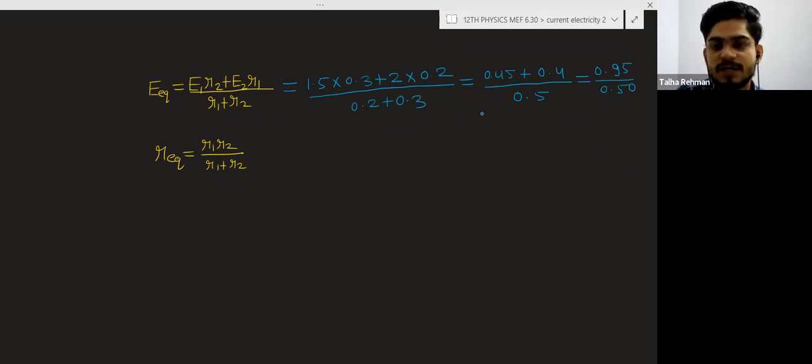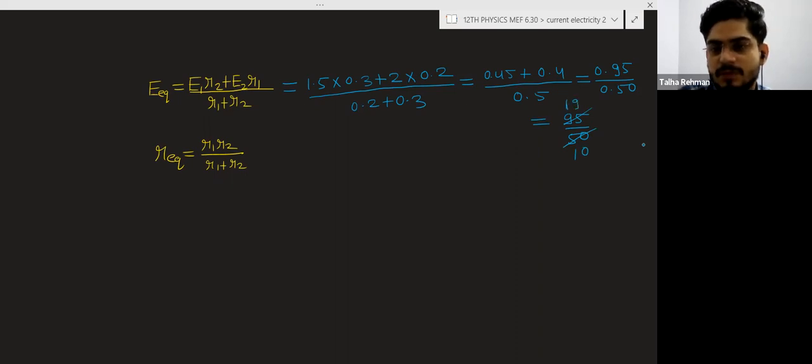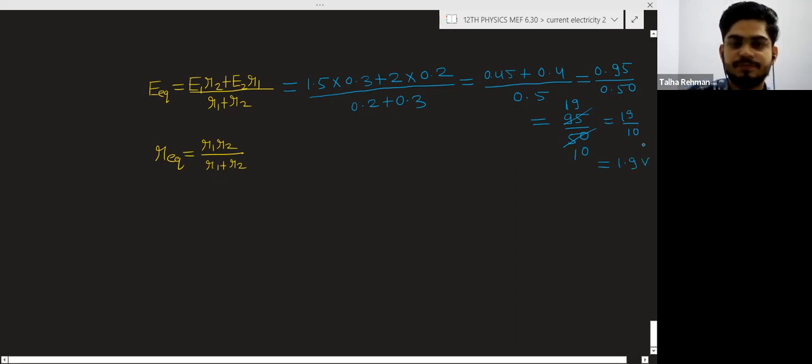So your answer is equal to 95 divided by 50, and I am supposing this calculation you can do very easily. You can cancel this with the help of 5 further, and you can get your answer. So I am just cancelling it with 5. This will become 19 divided by 10. So the answer is 1.9. 1.9 volt is the equivalent EMF.